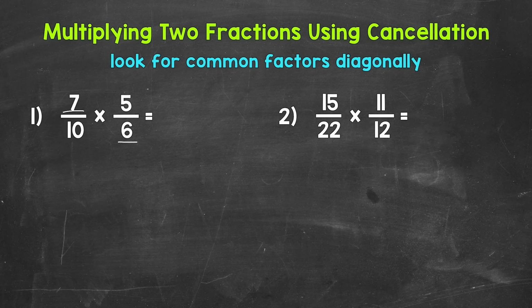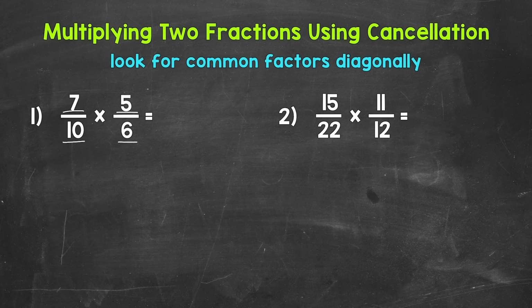No, the only common factor is 1, so we can't use cancellation with the 7 and the 6. Now let's take a look at the 10 and the 5. Are there any common factors other than 1 between 10 and 5? Yes, 5 is a common factor, and it happens to be the greatest common factor. So let's divide 10 and 5 by 5.